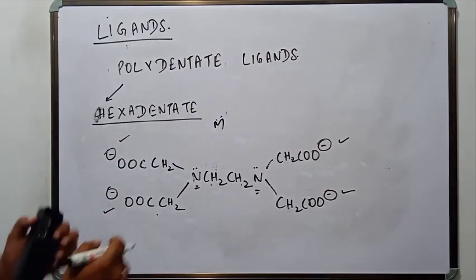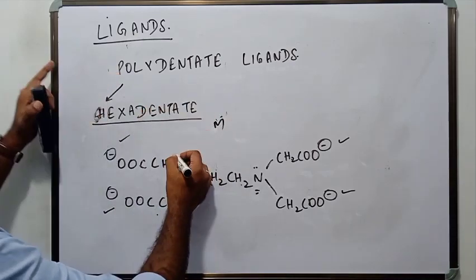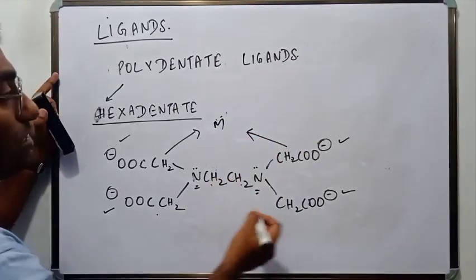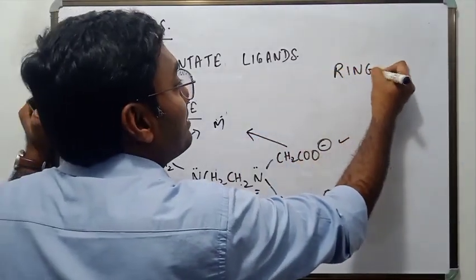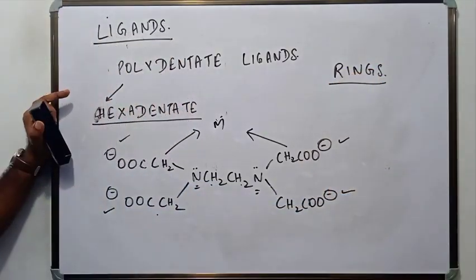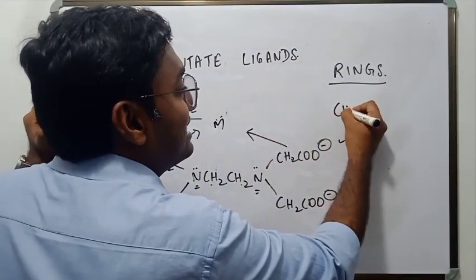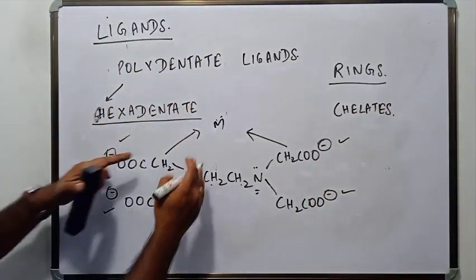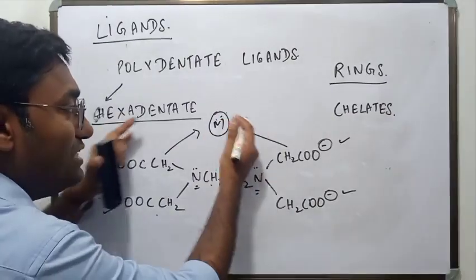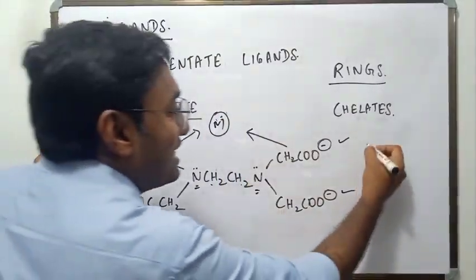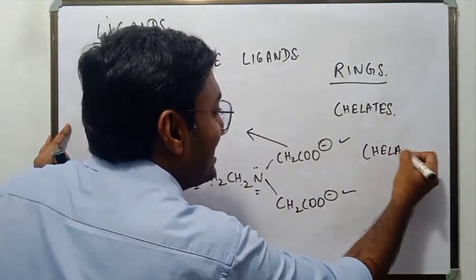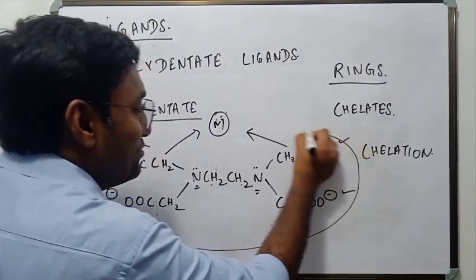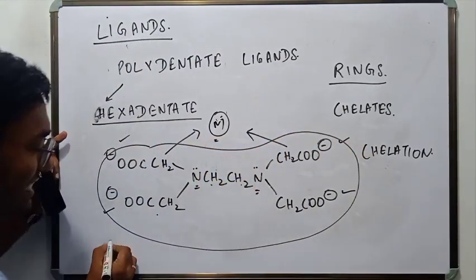Now, when a polydentate ligand forms linkages with metals, what we have seen is that it leads to the formation of rings, stable rings actually. Such rings are called chelates, and the process of incorporating a metal ion into these rings or chelates is called chelation. And agents such as these, which are used to chelate a metal ion, are called chelating agents.